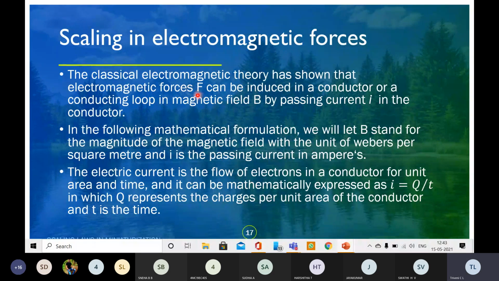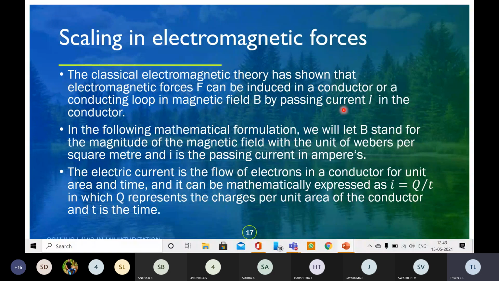So you can see here, we have to understand a bit of theory about electromagnetic forces. How will the force F be induced here? It can be induced in a conductor or a conducting loop in magnetic field B by passing current through the conductor itself. Whenever you want to analyze electromagnetic forces, the electromagnetic force is the actuation we obtained in the classical sense. So that classical sense should be considered and we'll analyze it.